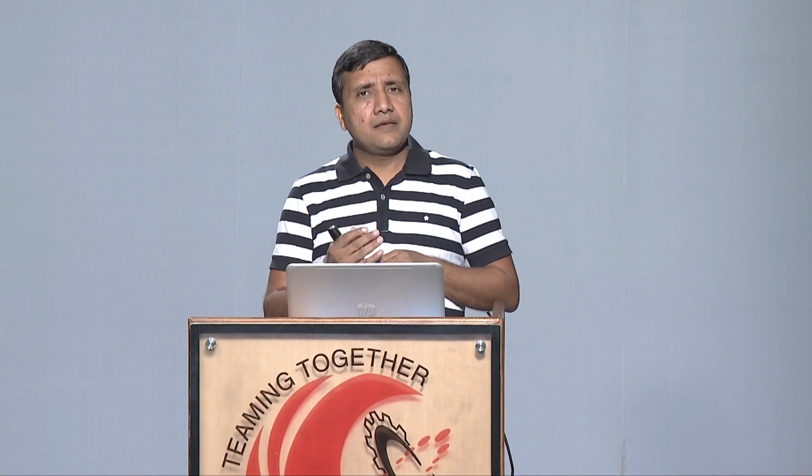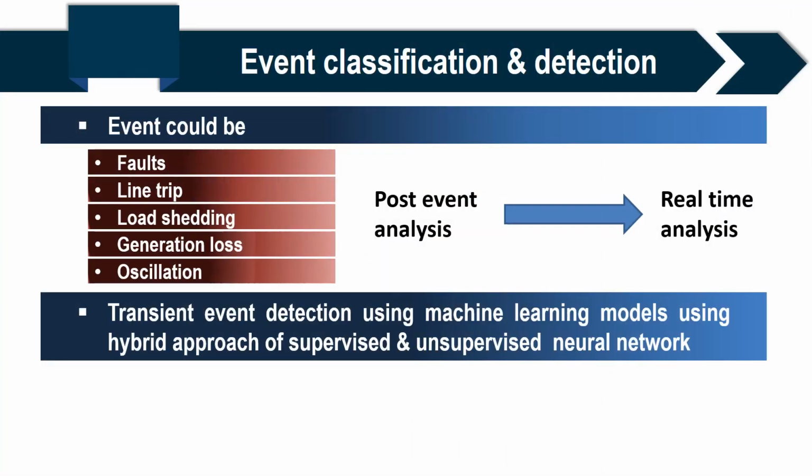But in smart grid, now it is feasible to get the data continuously, apply different models to predict the likelihood of an event. Will we have a potential fault in this line? That could be derived by analyzing the data which is coming out from various sensors which are deployed on the grid. Transient event detection using machine learning models can be very helpful.